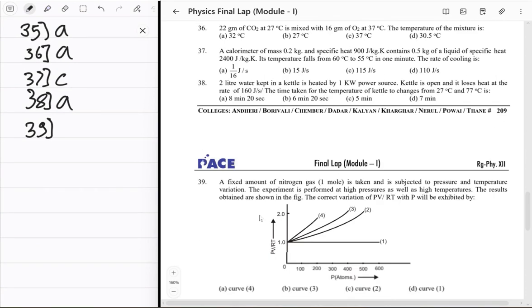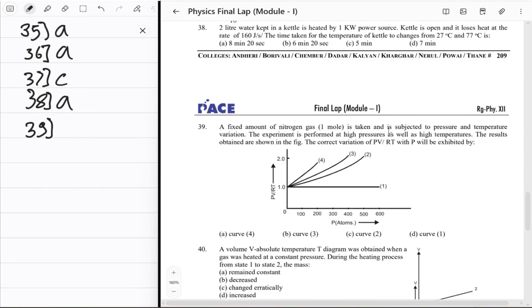39, a fixed amount of nitrogen gas is taken and it is subjected to pressure and temperature variation. The experiment is performed at high pressure as well as high temperatures. The result obtained are shown in the figure. The correct variation of PV upon RT with P will be exhibited by nitrogen gas. 1 mole, okay, n equal to 1 whatever, and N2, okay, pressure and temperature variation, ठीक है, so P versus T.